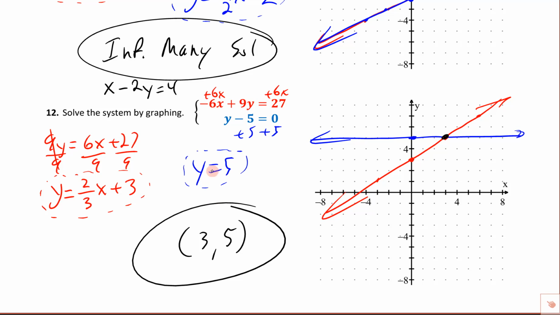Shouldn't be any surprise because 5 is the only y value that would make this equation true. You could even plug it in right here. 5 minus 5 would be 0. That one better be 5, then we just needed to find the other one.